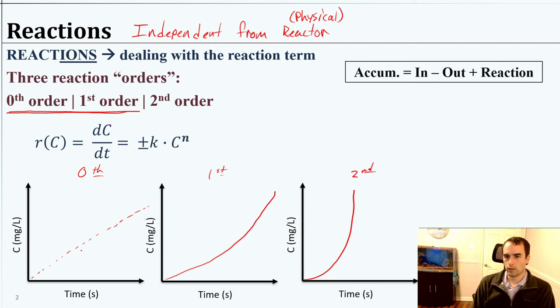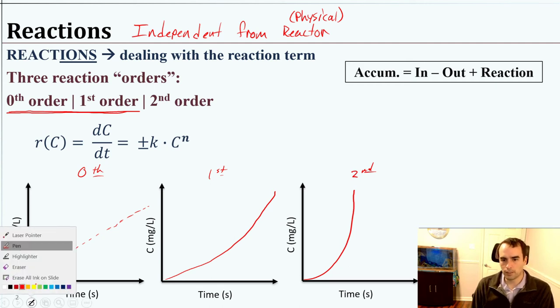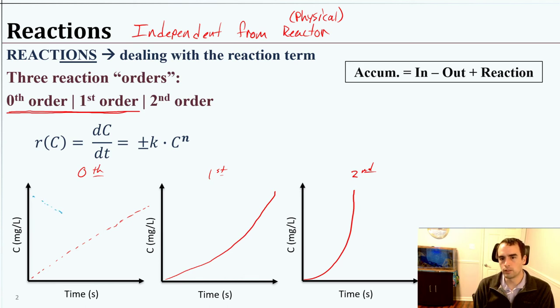Again, this is that bank account analogy, right? We have a certain amount of money added every month versus a certain amount of interest every month that starts increasing. If we had a decay reaction, it would be kind of the same thing, but it would simply go in the other direction.